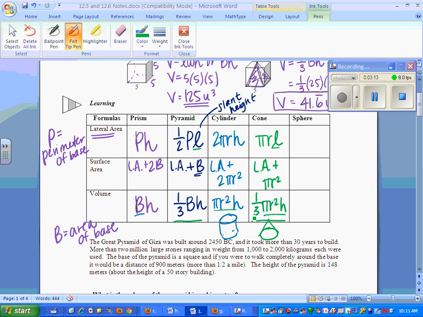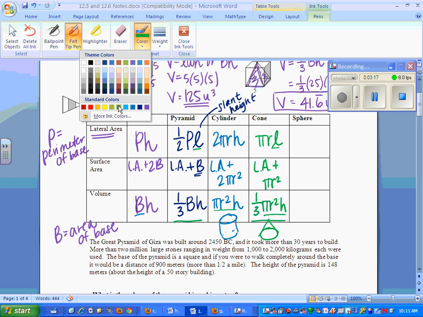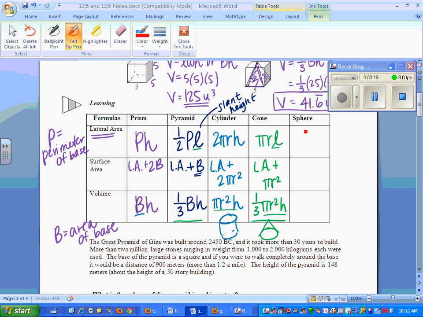Sphere's lateral area is the same as its surface area. So that's 4 pi r squared. And then volume, 4/3 pi r cubed. Remember this is going to be units cubed, and surface area is units squared.